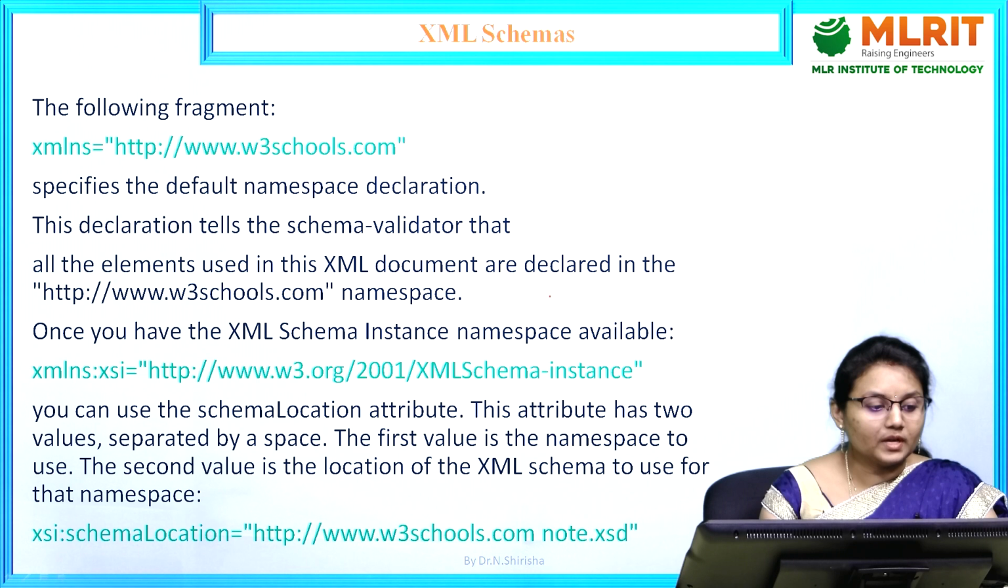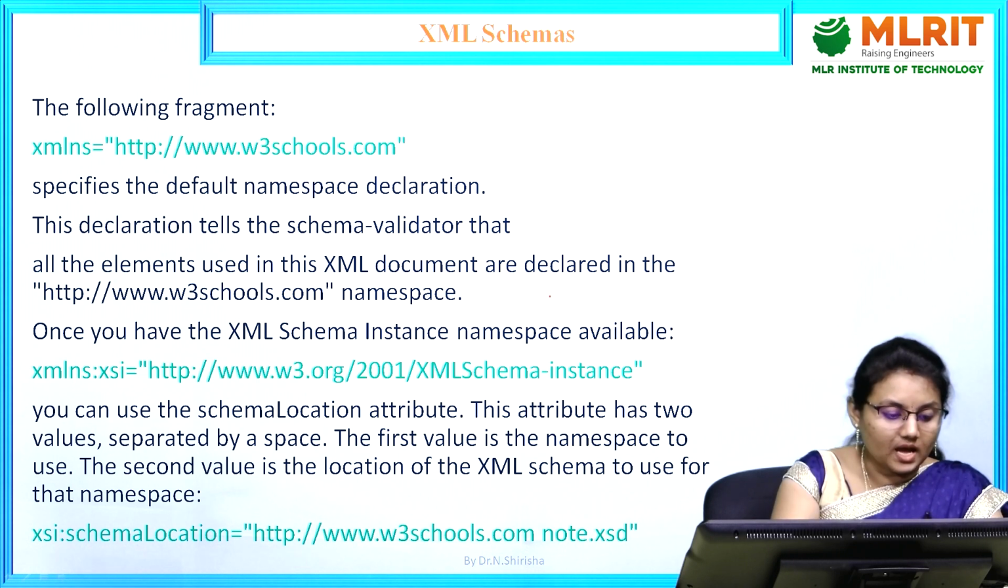So, the following fragment, xmlns, we have already seen. So, xsi, what is this? It is the XML schema indicator in the instance namespace, which is available here. So, by default you can give that.